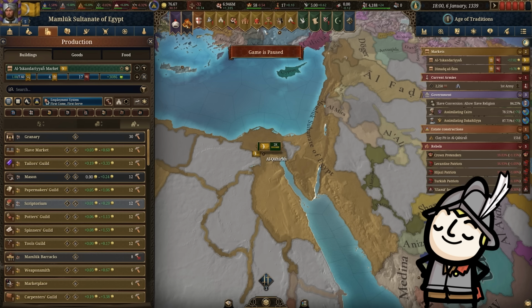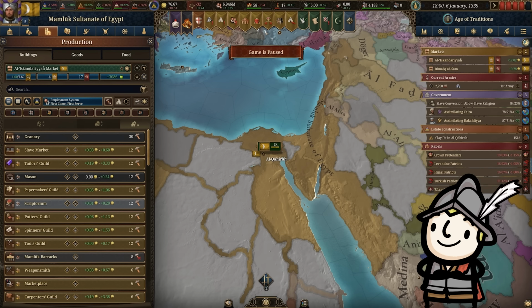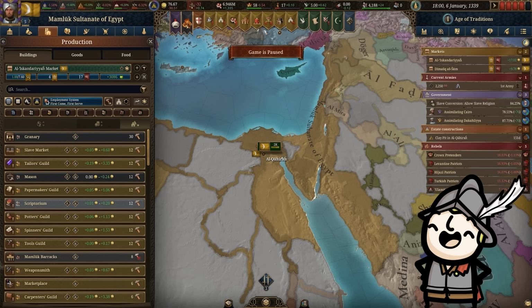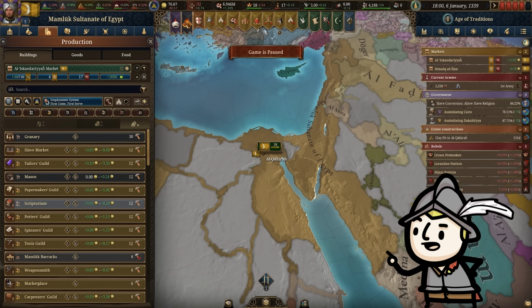Now, there are a lot of factors that will come into play as you try to tactically place buildings in the most beneficial location. Things like POP availability, control, and market access will influence these decisions.